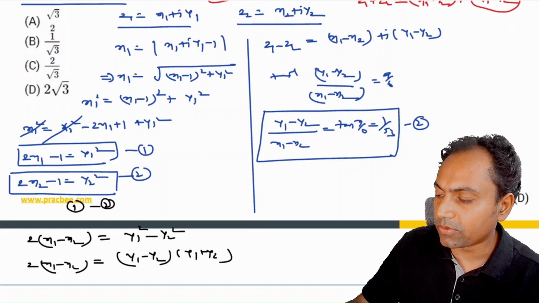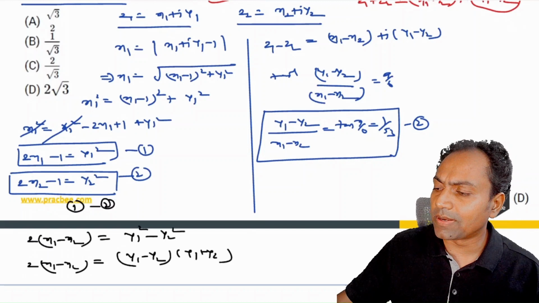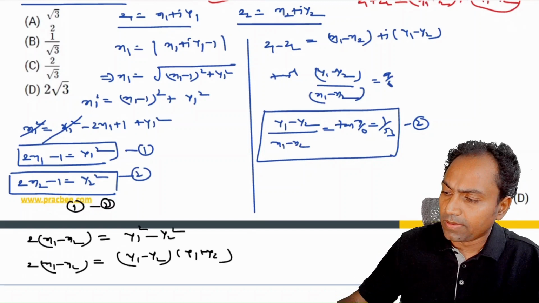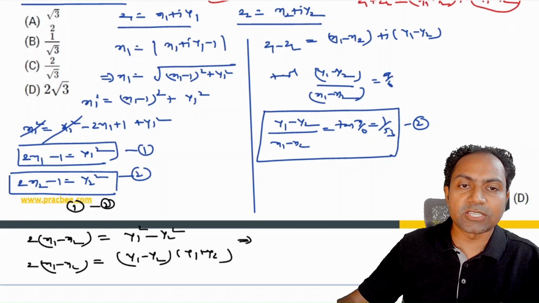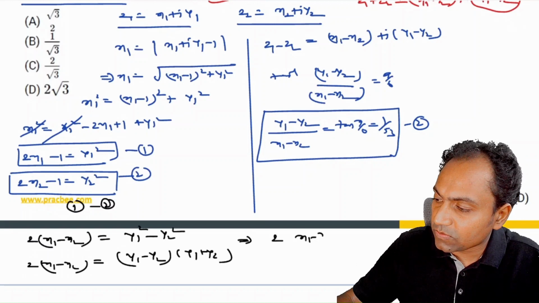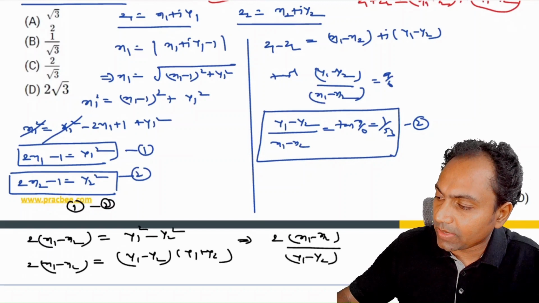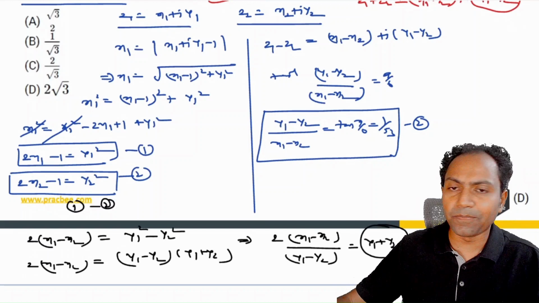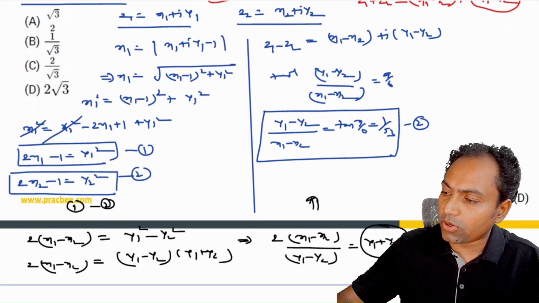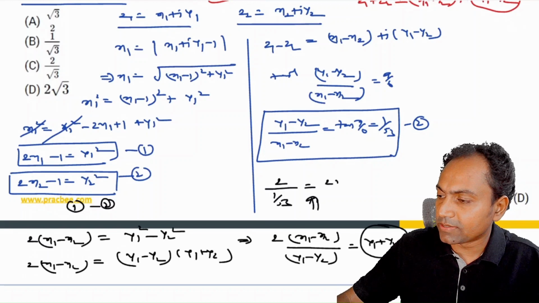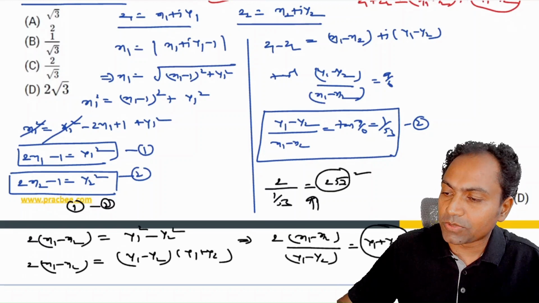That if I simplify, can be written as 2 times (x1 minus x2) is equal to (y1 minus y2) into (y1 plus y2). Now, if you look into this, the ratio we already know. So if I simplify this expression, 2 times (x1 minus x2) by (y1 minus y2), I will be able to get the value of y1 plus y2 that is asked in the question. This is simple, because this ratio I already know. If I put the value, this is 1 by √3, so the answer is 2√3. So my option comes out to be D.